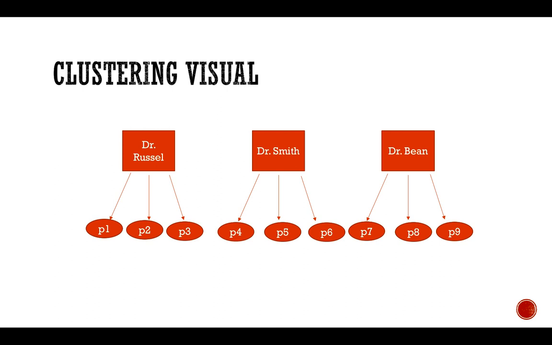So we've got Dr. Russell, who has patients 1, 2, and 3, and then we've got Dr. Smith, who's got patients 4, 5, and 6.